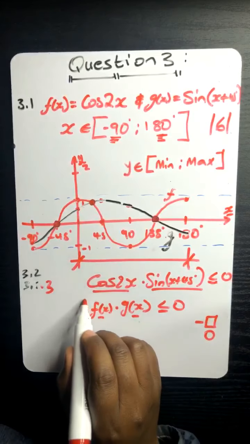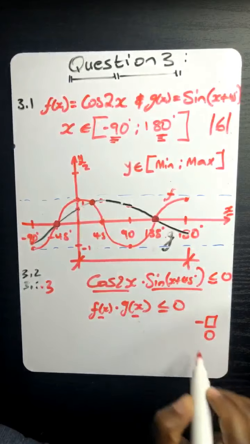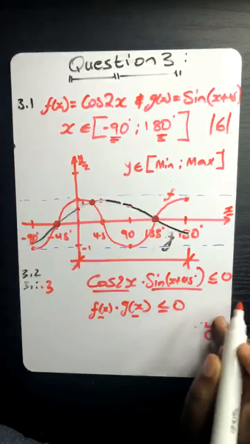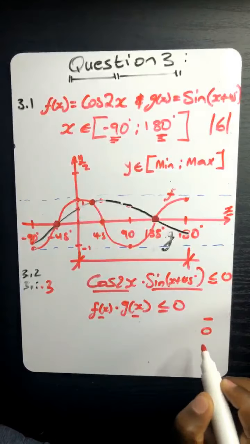That should be where when you multiply this by that, you will get values which are negative or 0. Yeah. Negative or 0.